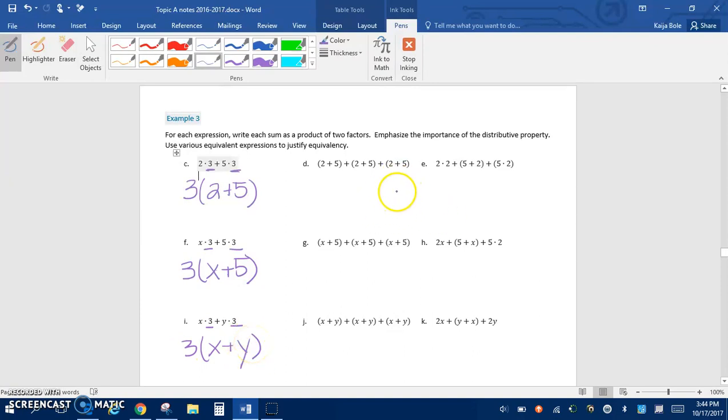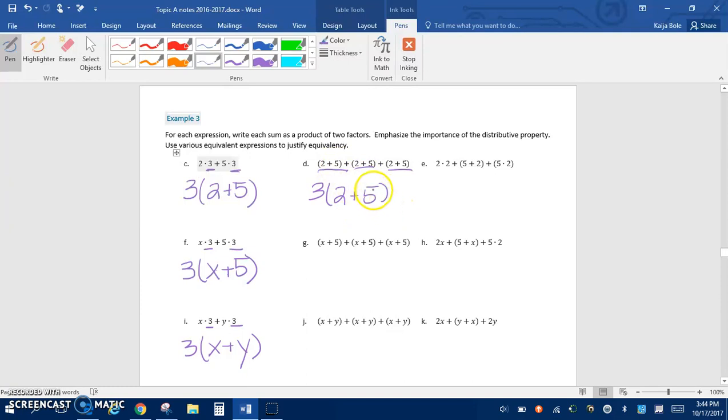If we go back up here to part D, we're looking for what they have in common. Okay, so they all have 2 plus 5 in parentheses. So if we were to take that out, we'd have 2 plus 5, alright, and then we would be left with 1 plus 1 plus 1, right? So we could just write it as 3 times 2 plus 5.